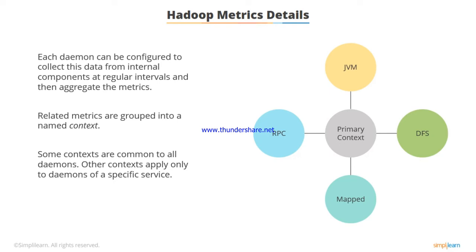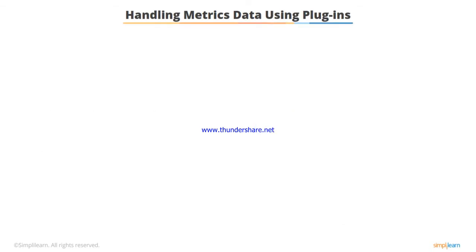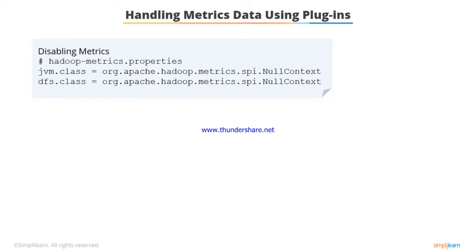Let's look at the implementation. The configuring plugins to handle metrics data are the following. Disabling metrics. These plugins disable access to metrics.